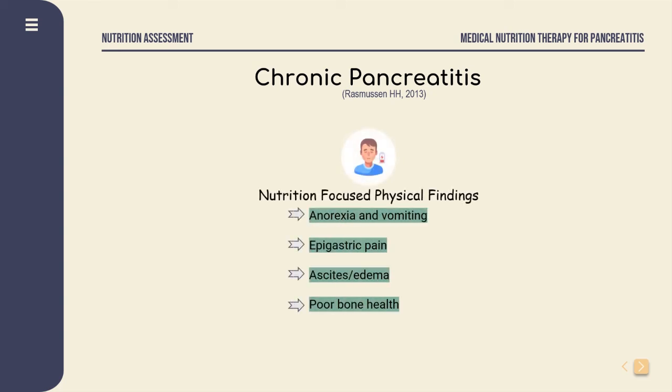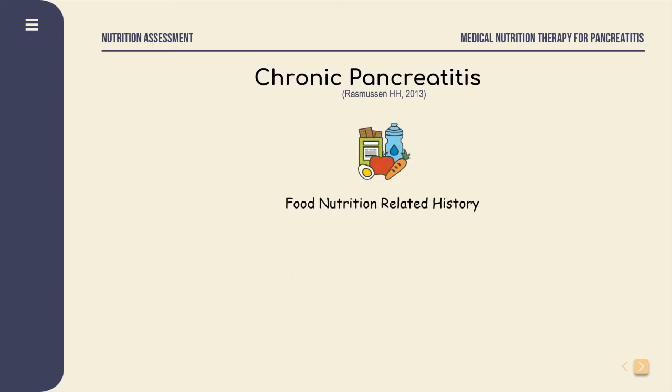The NFPF of chronic pancreatitis include anorexia and vomiting, epigastric pain, ascites and or edema, and poor bone health. The FNRH of chronic pancreatitis include decreased food intake and physical inactivity, and also alcohol consumption. These are 3 common nutrition diagnoses.